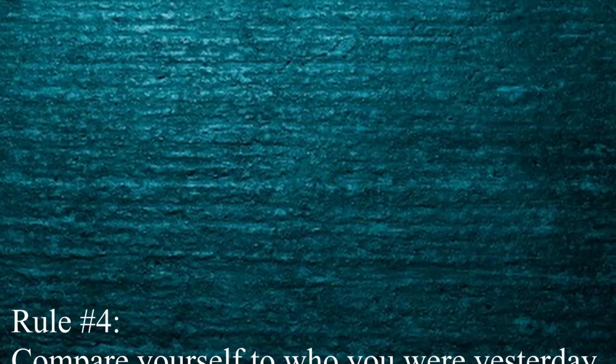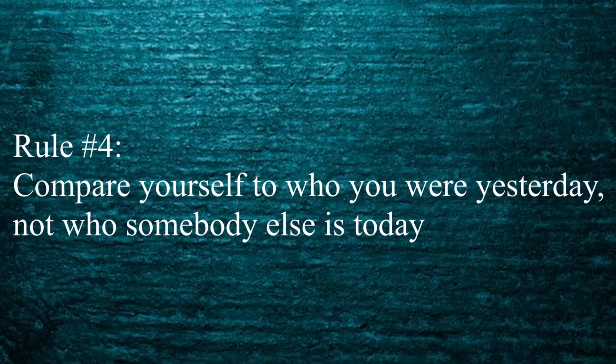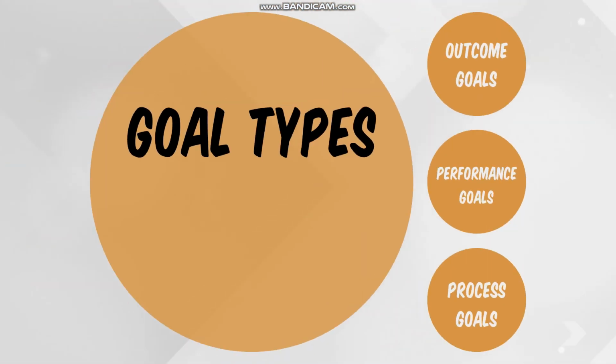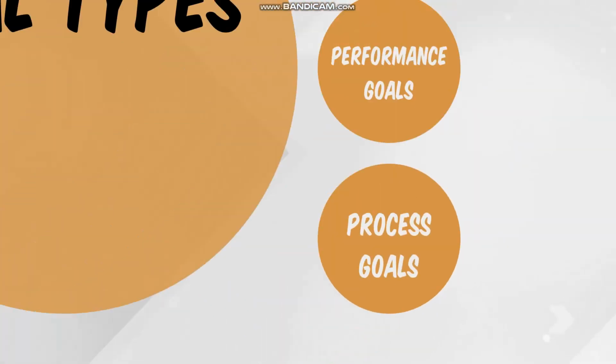Now, one of the best descriptions of performance goals comes from author Jordan Peterson's book, 12 Rules for Life. Rule number 4 is compare yourself to who you were yesterday, not who somebody else is today. Performance goals are the measurement of our own personal improvement. These goals are going to be more flexible than our outcome goals, and they're more in our control because they depend less on external factors. And lastly, our process goals are the skills and actions that we actually do when we're competing or when we're in practice. These include things like being patient on our feet, being quick to position, and maintaining strong situational awareness.